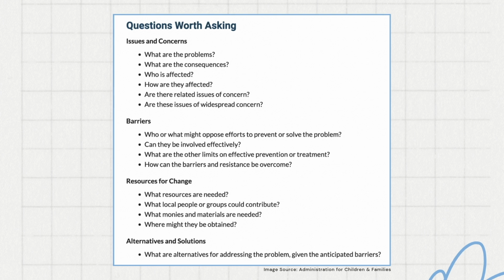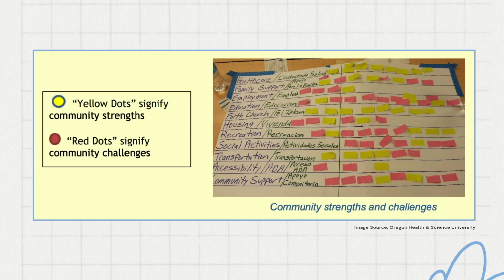What are the problems? What are the consequences? Who is affected? How can the barriers be overcome? What resources are needed? What are alternatives for addressing the problem? Here is an example of active participation in group settings and how input from participants can be visualized.